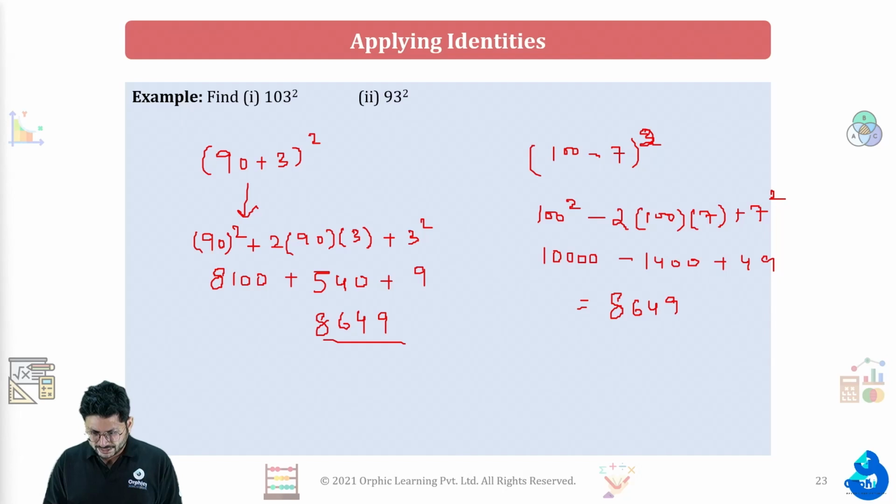Okay. So we'll apply these identities in some other questions also. Let's see an application of the third identity, which is a plus b into a minus b is equal to a square minus b square.